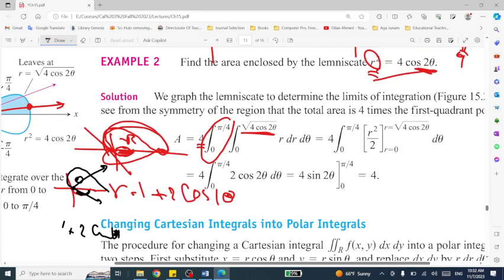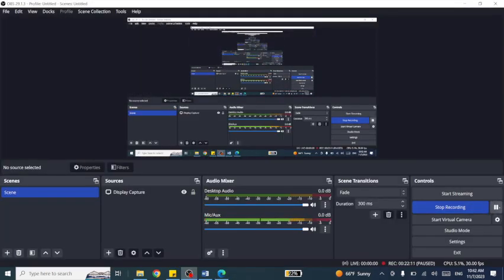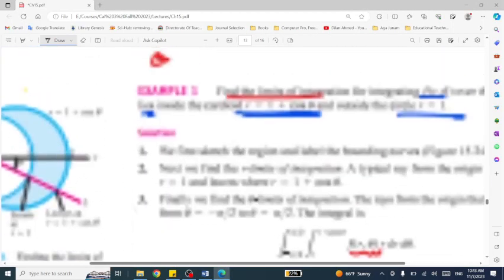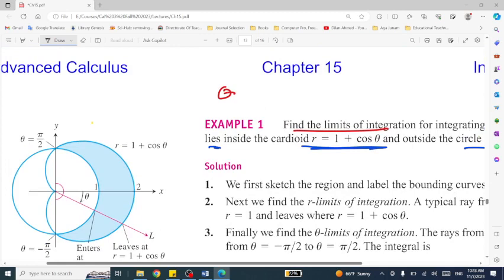Whiteboard. Best. Book author. Okay. Here we are. This example. As a revision. Leaf.